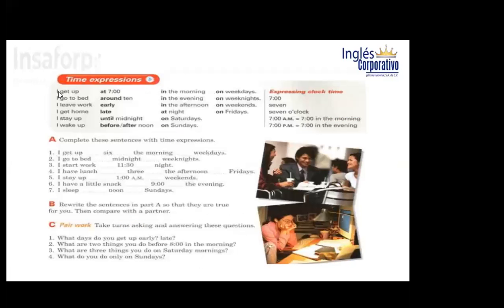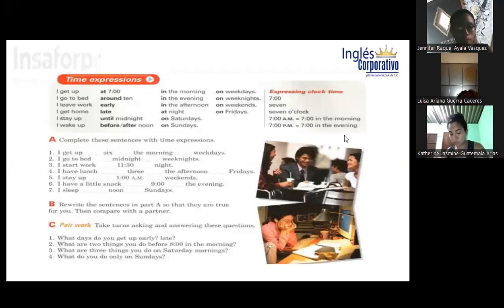Okay, we go back to the previous exercise now that we know this time. And also we have expressing clock time, 7 o'clock, 7 a.m., 7 in the morning, 7 p.m., 7 in the evening. ¿Qué significaba cuando usamos o'clock? ¿Quién se acuerda qué significaba? En punto. En punto, right? So it's o'clock. Muy bien. So we can do that, right? So we do it o'clock. Perfect. I like that. Super.